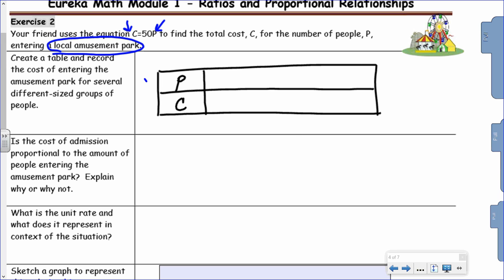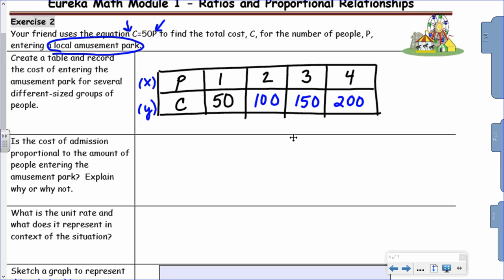So we can call that X, and we can call this one Y. We know that one person costs $50 because that's our unit rate. Go ahead and figure out what 2, 3, and 4 people would cost. Pause it and fill that in. Okay, hopefully you got $100 for 2 people, $150 for 3 people, and $200 for 4 people.